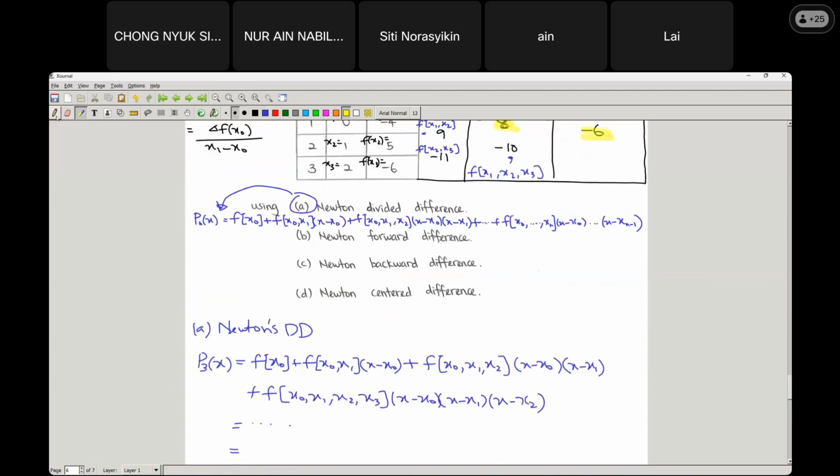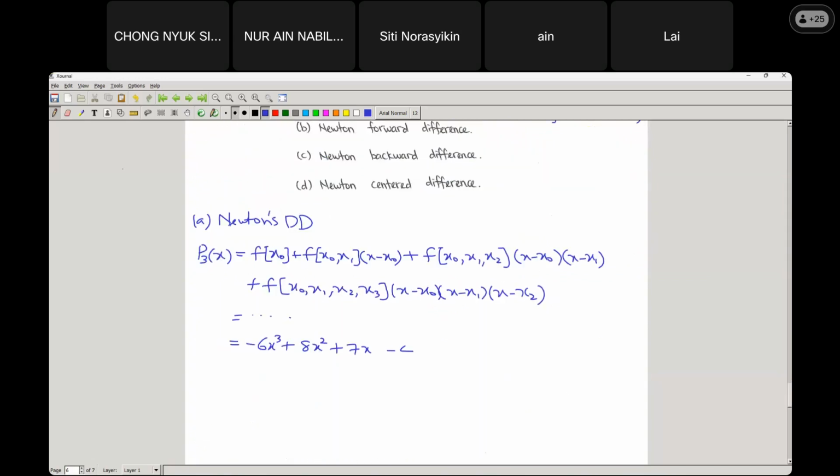So you will get the final answer that I have, which is -6x to the power of 3 plus 8x squared. You need to simplify. Plus 7x minus 4. I give you the simplest form. Sorry, this is minus 4. Okay, so this is the answer. Go back home and try. Any question, guys?